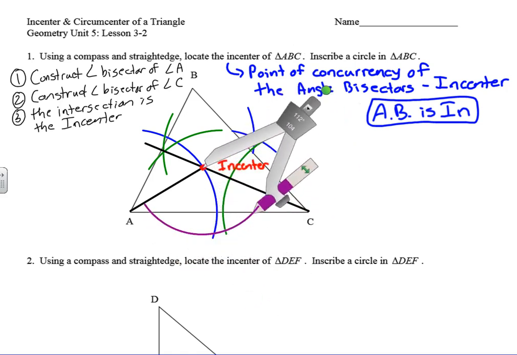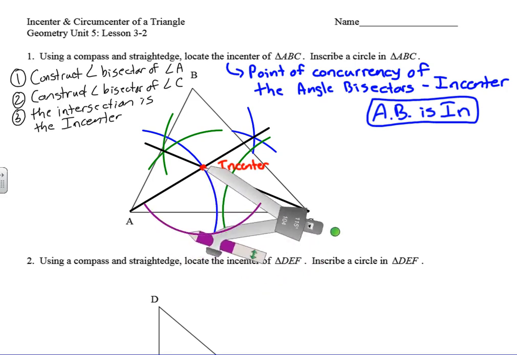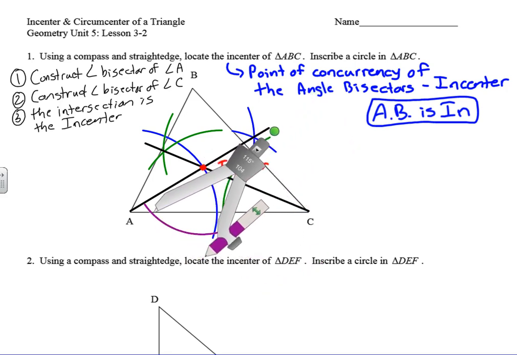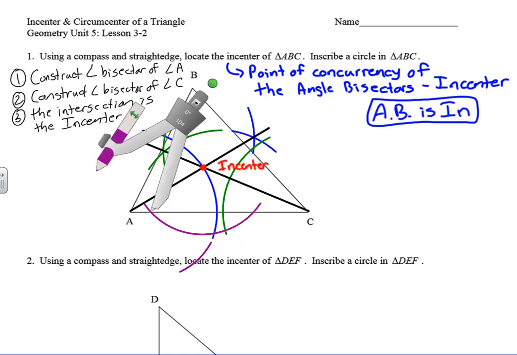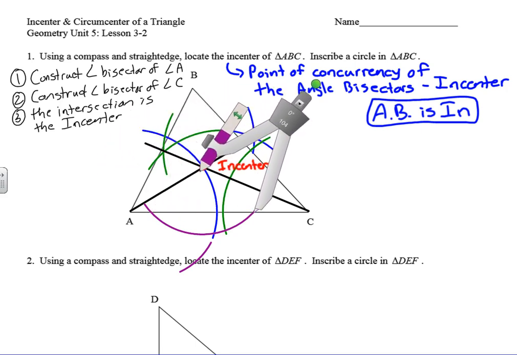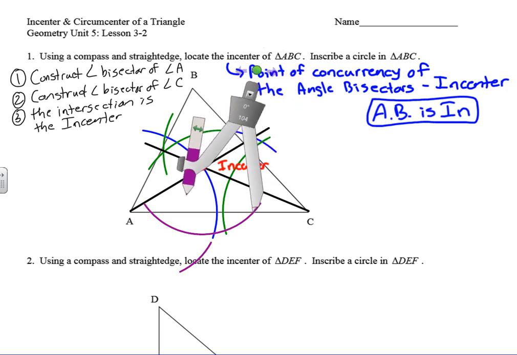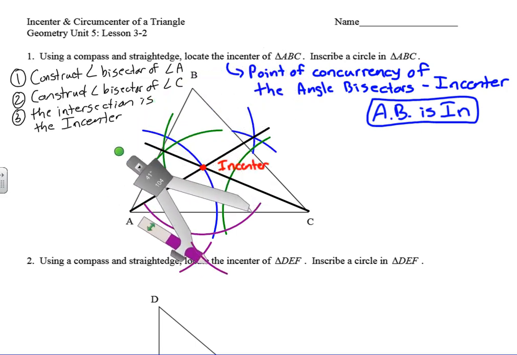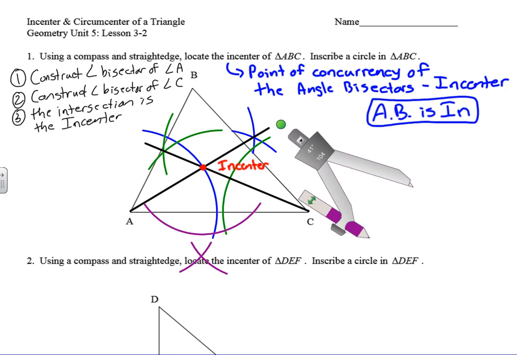And I'm going to construct a perpendicular line down here. So I swing an arc that hits both of these sides, and then from those intersection points I'm going to swing here, and then I'm going to come over to this intersection point here, and here. Okay, now from my two red lines, this is where I'm going to construct that line down here that is perpendicular to the side.